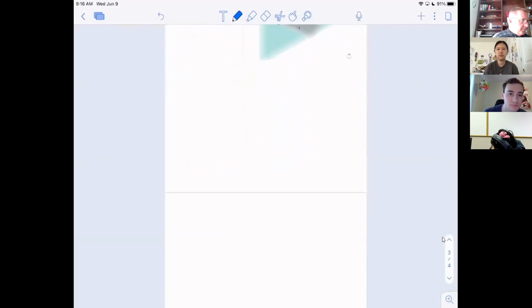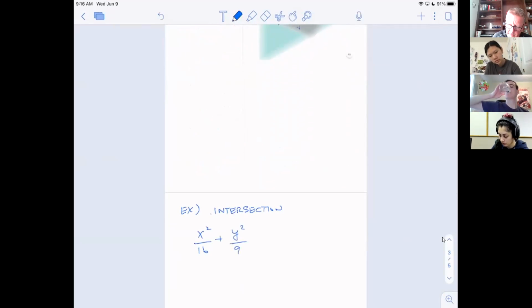Let's take a look at one more. What if I gave you this? Another example. Intersection of x squared over 16 plus y squared over 9 equals 1. Do you know what that is? You should from this class, although it's a few days ago. Anybody know what that is? It's got x squareds and y squareds. It's not a parabola. What is it?